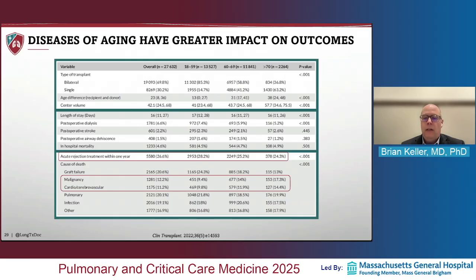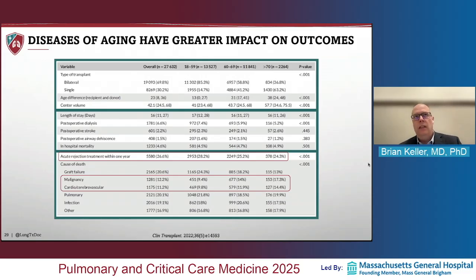So what is causing our patients to die after transplant when they're over the age of 70? It really comes down to diseases of aging. So malignancy, cardiovascular, cerebrovascular disease, all of these are higher causes of death in patients over the age of 70 than they are in our younger patients. And there's an age-dependent progression, as you can see here, with about 10% cause of death from malignancy or cardio or cerebrovascular disease in those under the age of 60. That increases to 12 to 14% in patients in their 60s, and to more than 14 to 17% in those over the age of 70.